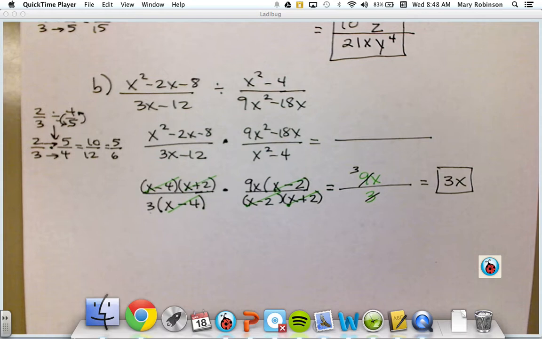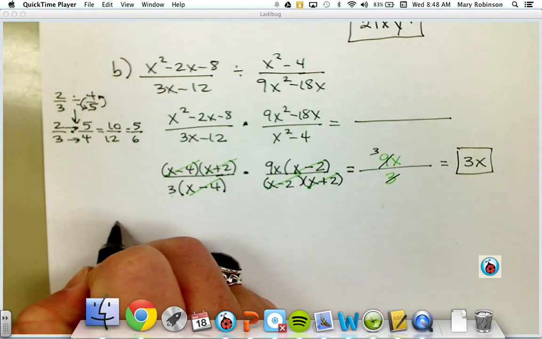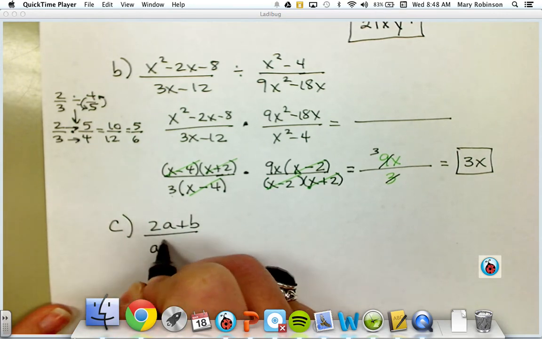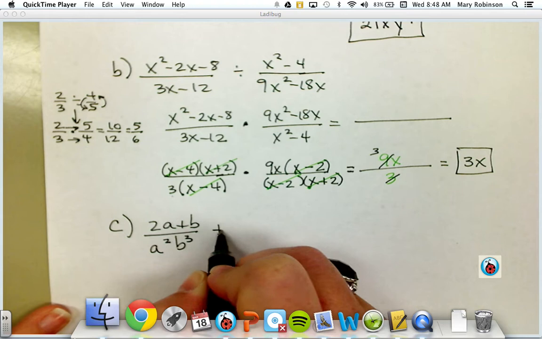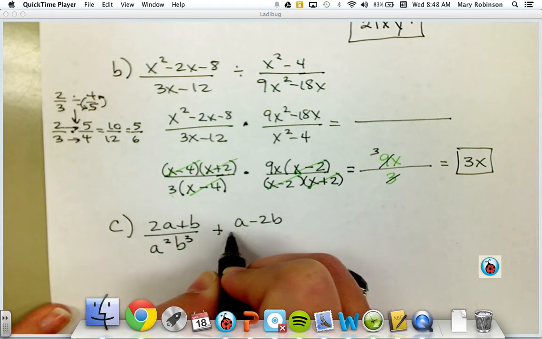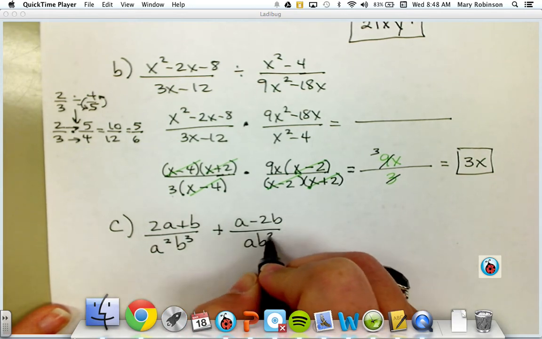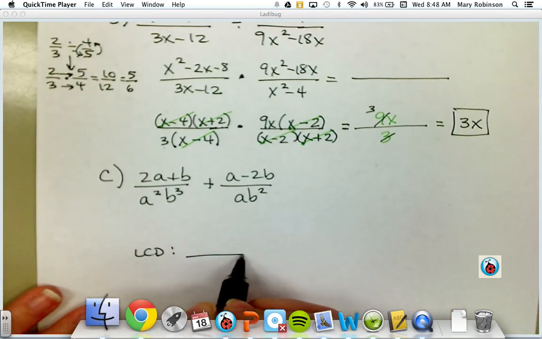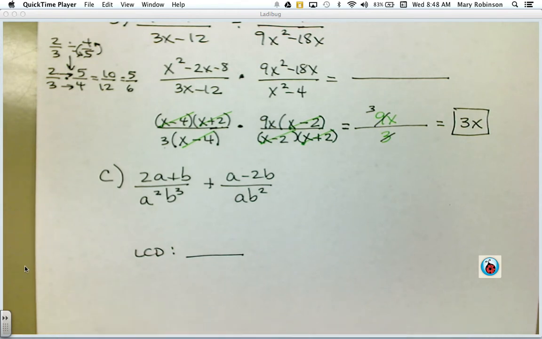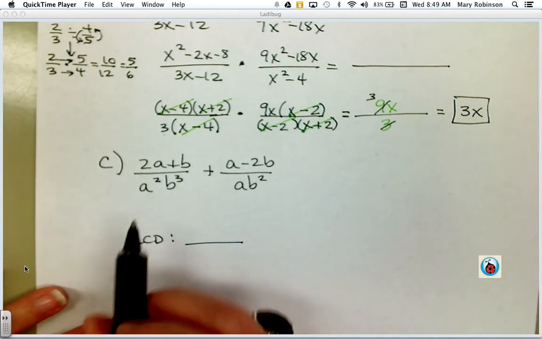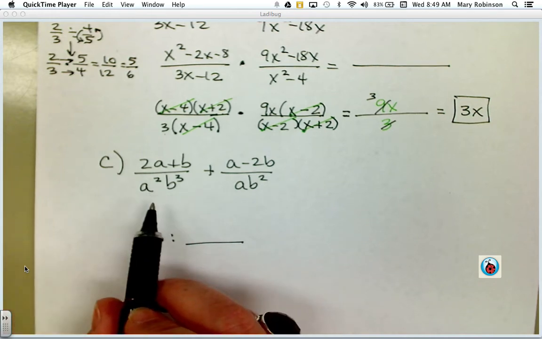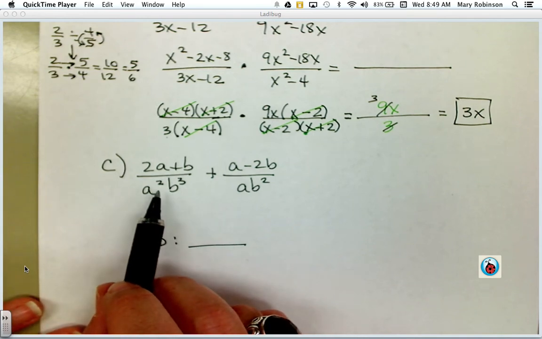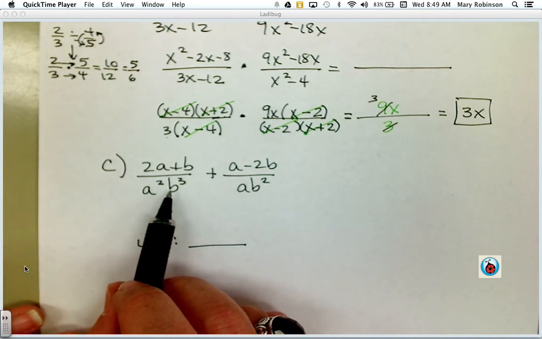Next, for C, we have an addition problem. Now remember, to add fractions, what we need is a common denominator. So if we're trying to establish our least common denominator, we need to remember that our least common denominator is a term that both a and b will divide into. It has to be large enough that a squared goes in and large enough that b cubed goes in.